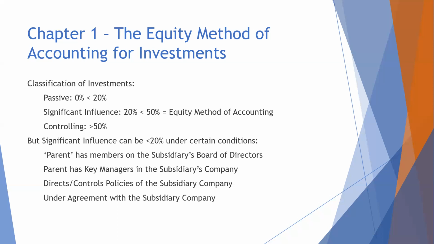They could direct, control, or develop policies of the subsidiary company, which would then create significant influence. And another way they could do it is just by contractual agreement. You have 18% of ownership of the company, but the subsidiary company is going to allow you to be a significant influence by agreement.